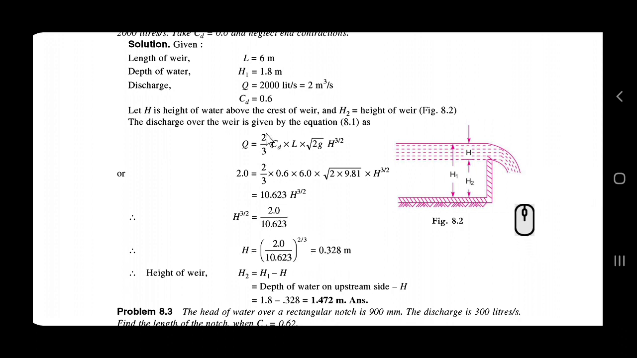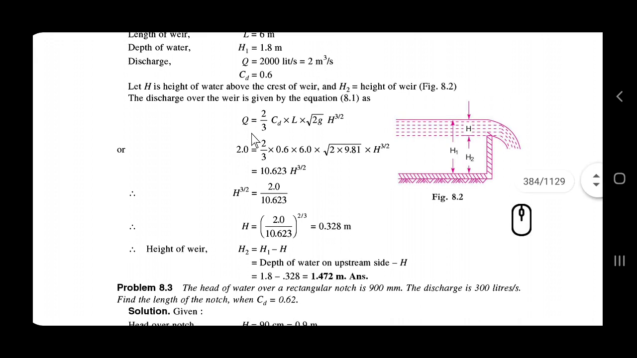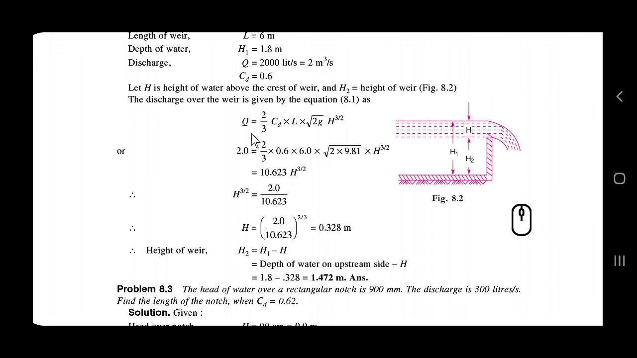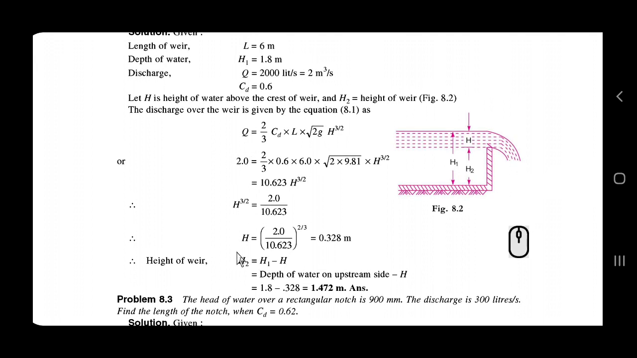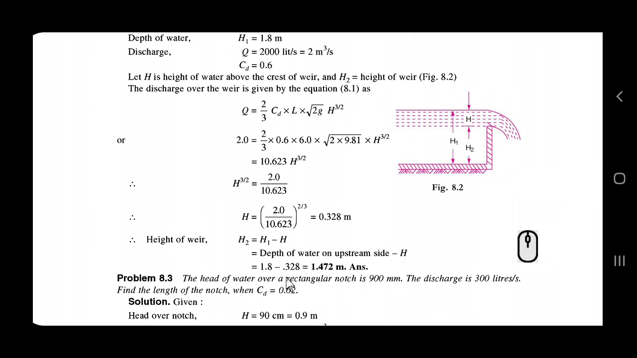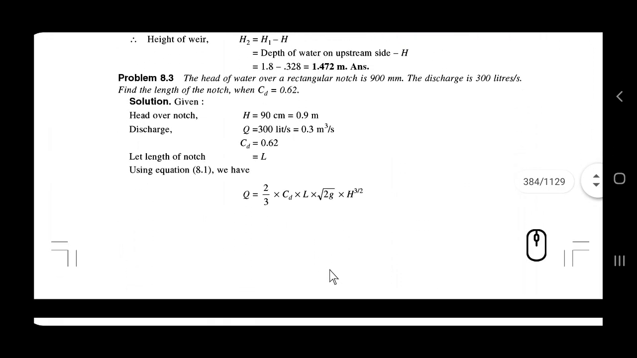This is simply substitution. Only one thing you have to understand, how to identify the values given in the question. Only after identifying those values accurately can you do the problem. There is not much complication after identifying the values. Okay. So after getting capital H, you can find out the height of the weir. Height of weir H2 is equal to H1 minus H, that is depth of water on the upstream side minus capital H, that we have already calculated. 1.8 minus 0.328, that is 1.472 meter. There are similar problems that you can work out.